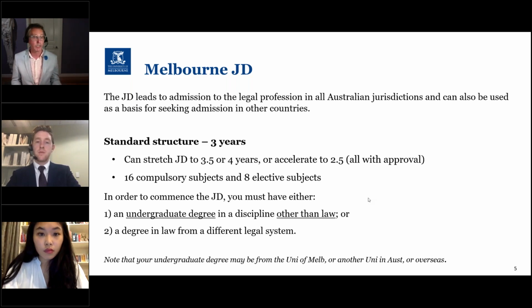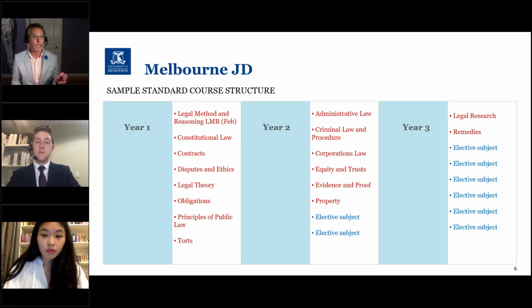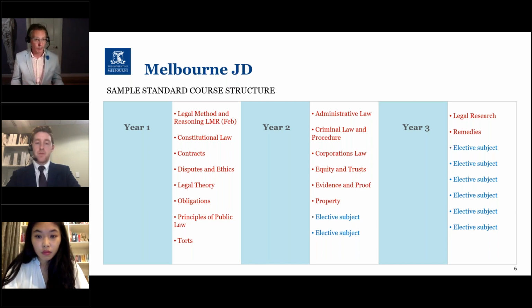So we're going to the next slide, and what we're going to do is look at the structure of the JD. Basically, we have 3 years. The red subjects are the compulsory subjects I was referring to before. So we have 16 compulsory subjects. Then we have the subjects in blue, which are elective. So there are elective subjects.